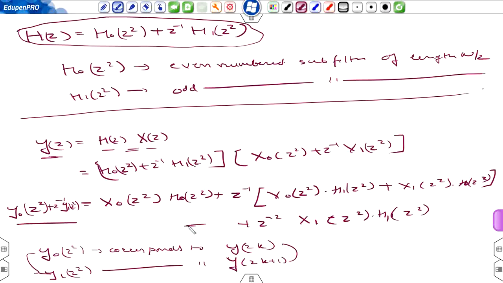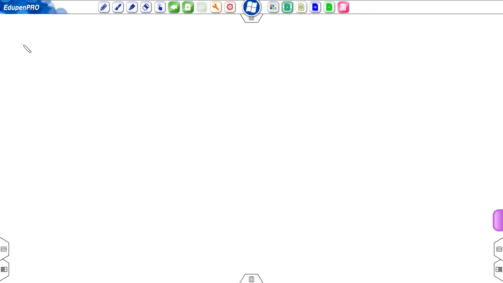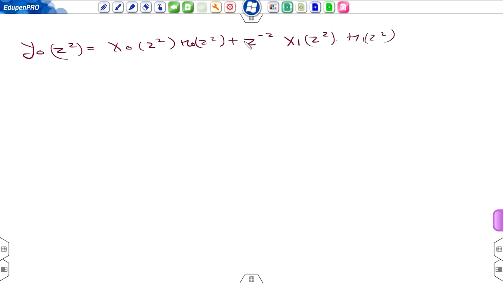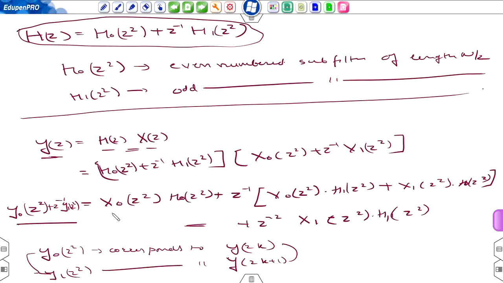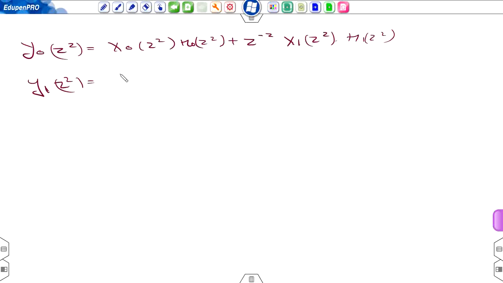So now comparing the left hand side and right hand side, I can write Y0(z^2) is equal to X0(z^2) H0(z^2) plus z raised to the power minus 2 X1(z^2) dot H1(z^2). Okay, separating out the even number terms. So this is z raised to the power 0, this is z raised to the power minus 2, and Y1(z^2) will be equal to this term, the coefficient of z raised to the power minus 1. Y1(z^2) is X0(z^2) dot H1(z^2) plus X1(z^2) dot H0(z^2).